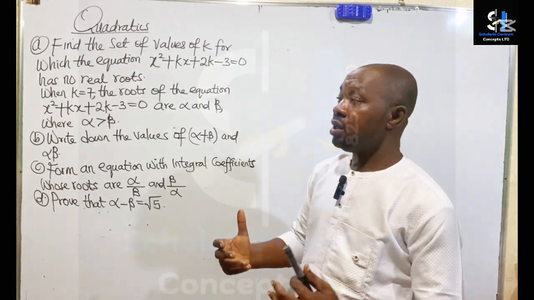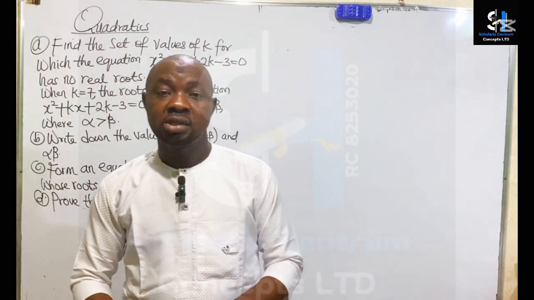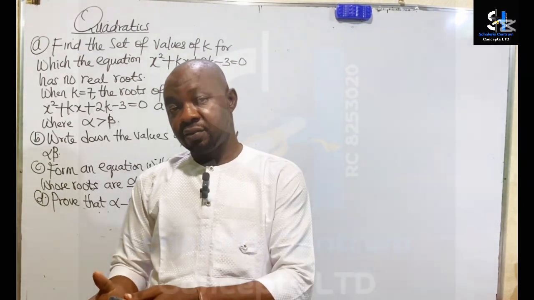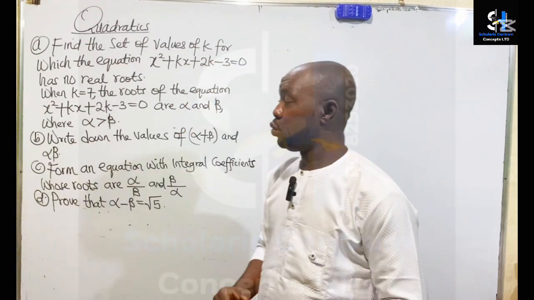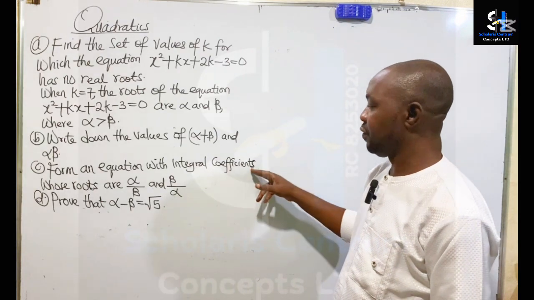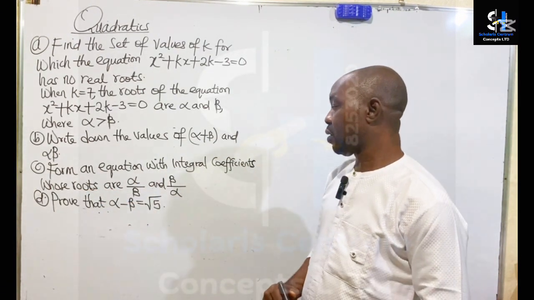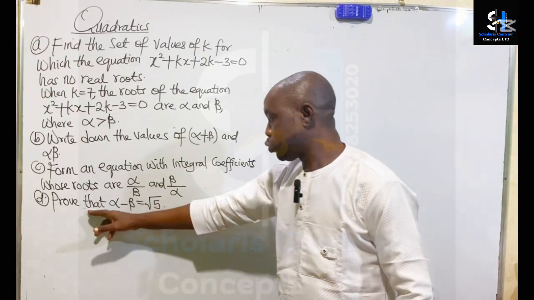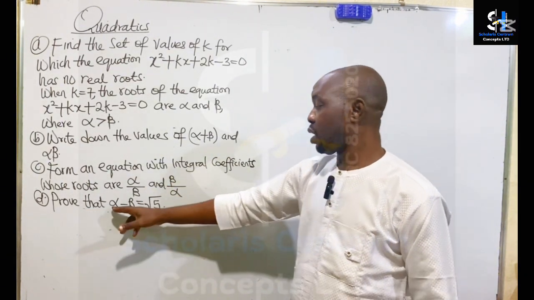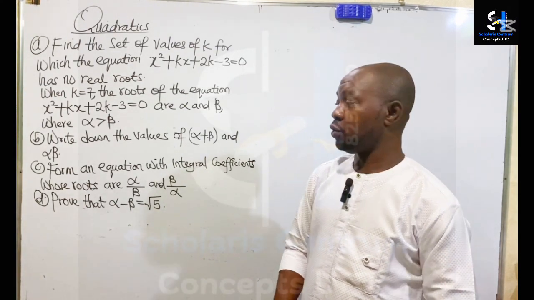Okay, and when a quadratic equation has no real root, what it means is that the value of the discriminant is negative, or less than 0. Also we want to form an equation with integral coefficients whose roots are alpha over beta and beta over alpha. Lastly, we want to prove that the difference between the roots alpha and beta equals the square root of 5.